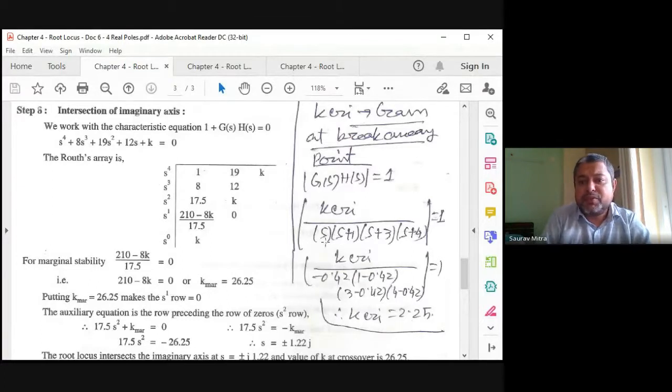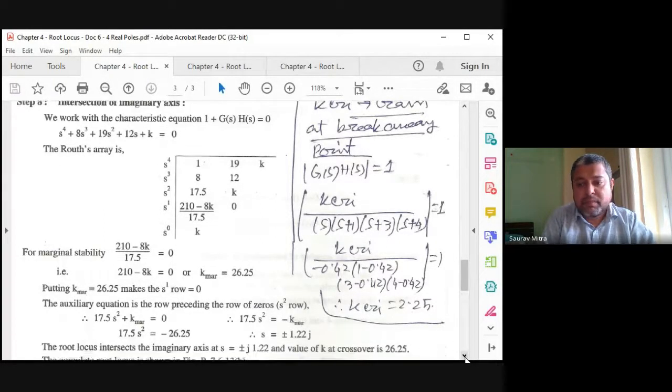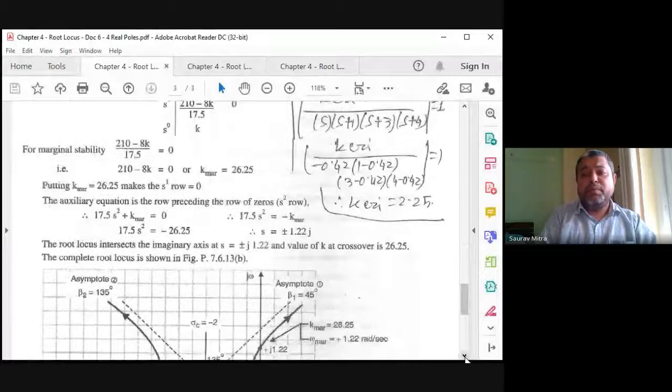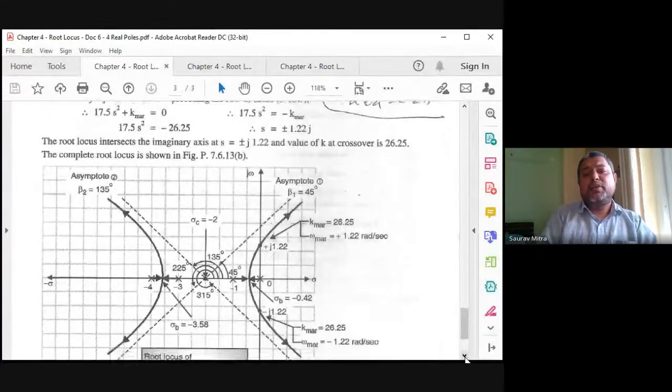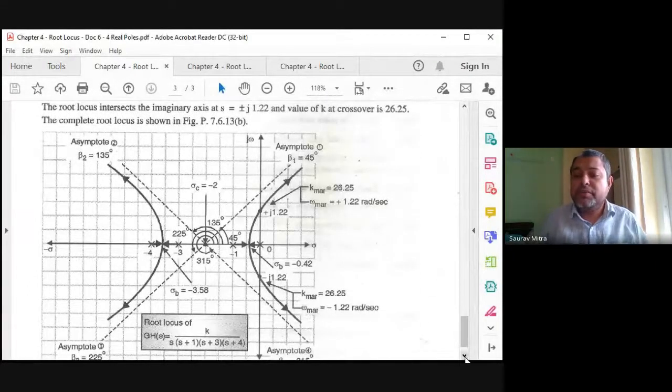Same way you can substitute minus 3.58 here, and I think you will get the same value of k critical. So this finishes the experiment. This finishes the 4 pole root locus, and it looks like this. All these things you have to draw very neatly and explain. So this finishes one of the numericals.